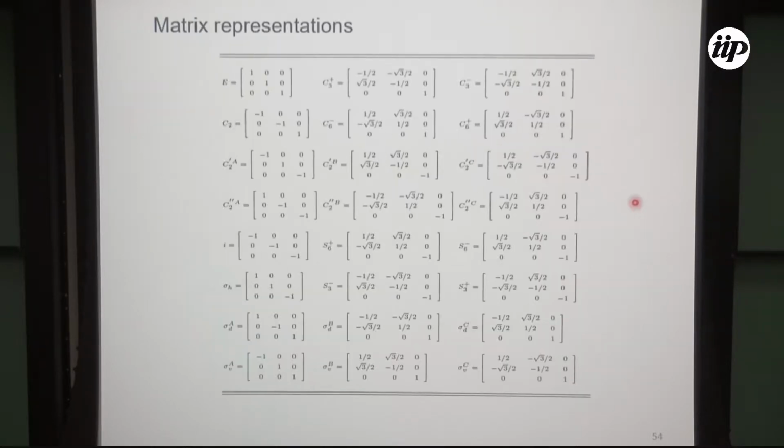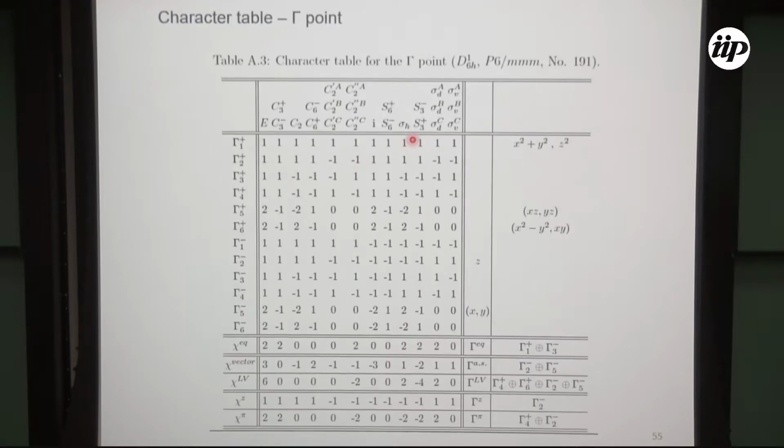So we go to the D6h group. These are the matrix representations of all operations. We have the identity, C3 axis, C2 axis, C6, and so on, and all the mirrors. I showed you yesterday how to build these matrices. And this is the character table for the gamma point. This is the point group for graphene, D6h. If you take the space group, it is D6h1, number 191 in the crystallographic tables, or International Tables.